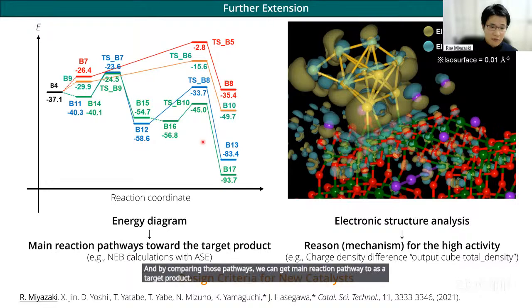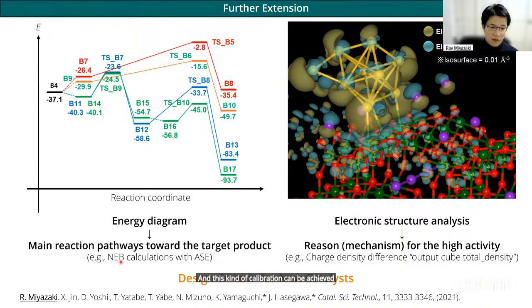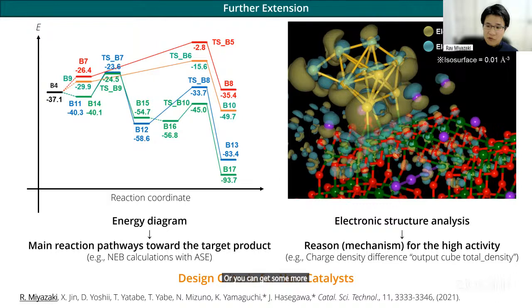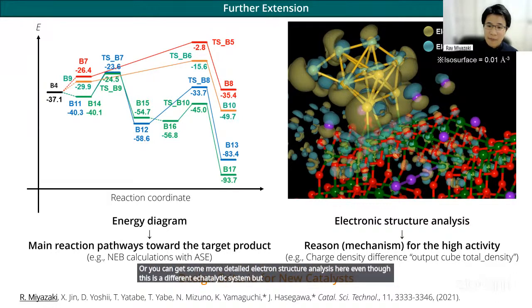And this kind of calculation can be achieved by using nudged elastic band calculations with the Atomic Simulation Environment and FHI-aims. Or you can get some more detailed electronic structure analysis here, even though this is a different catalytic system, but performed with FHI-aims. For example, this is a charge transfer from the support material to the supported gold cluster, and you can get some reason or mechanism for the high activity of the catalyst by using this kind of analysis.